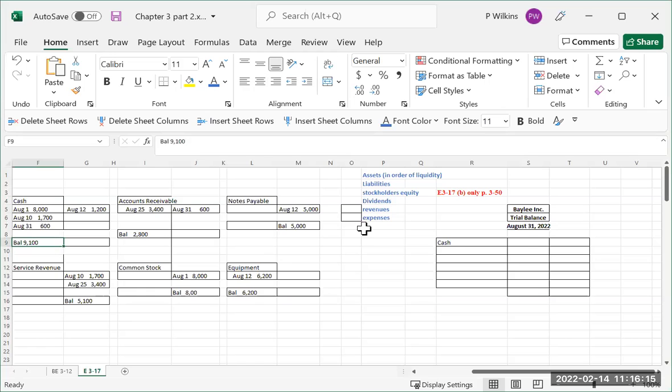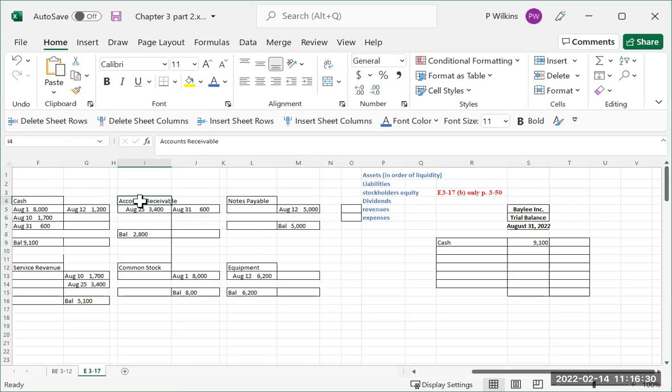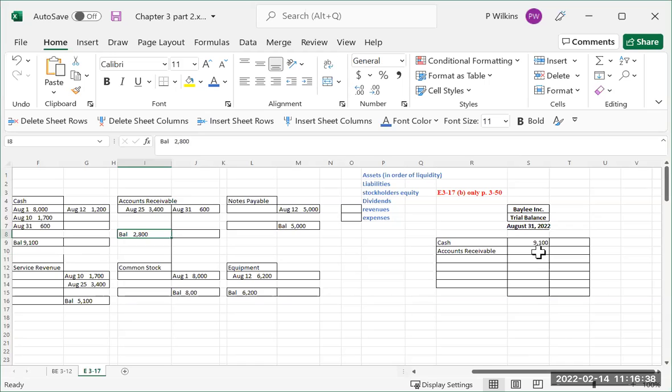This shows a debit balance of $9,100. So we're going to put cash, $9,100 debit. Next would either be short-term investments or debt investments, but I don't see that here. So the next we go to is accounts receivable. The accounts receivable has a debit balance of $2,800, so we're going to list that.